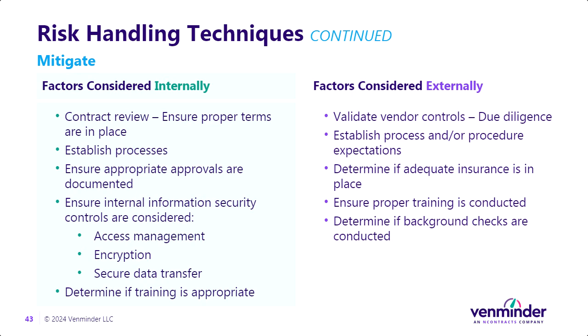Mitigating risk is a shared responsibility between you and your vendor. So some things you want to consider internally are your contract terms. You want to make sure you have proper terms in place around the risks that you identified. You want to have established some solid processes with how you're going to be working with that vendor, ensuring that there's appropriate approvals that are documented, and ensuring internal information security controls are considered, such as access management, encryption, etc. And you want to ensure that training is appropriate for, again, supporting that vendor.